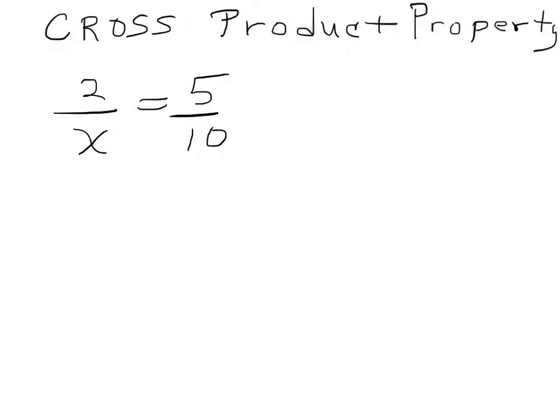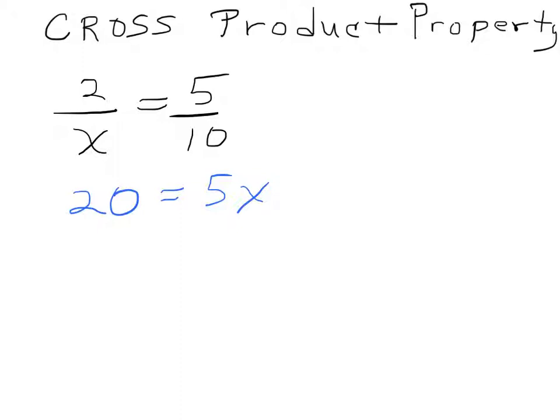Hi Algebra 1 students. Today we're going to learn about the cross product property, and before you on this whiteboard you can see an equation where you have 2 over x is equal to 5 over 10. Remember, to solve that we're going to simply cross multiply. So 2 times 10 is 20, and that equals 5 times x, or 5x.